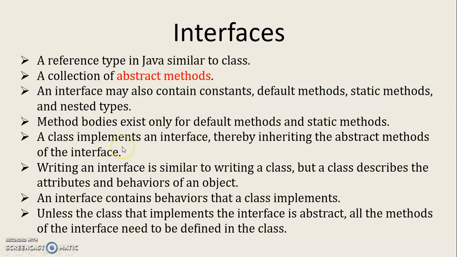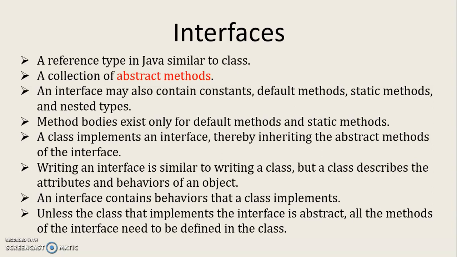If you are declaring or implementing an interface, you know that it's a collection of abstract methods. Since it's a collection of abstract methods, you couldn't directly execute that interface. You need the help of a class for implementing that interface. So a class implements an interface, thereby inheriting the abstract methods of the interface, and inside the class body we give the method body, and using the object of the class we can execute those methods.